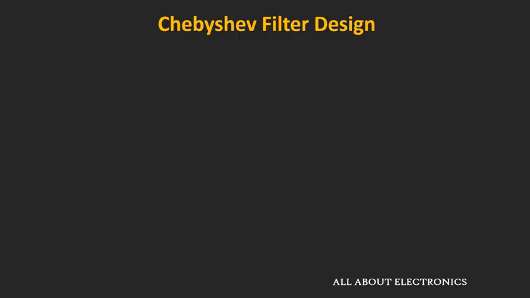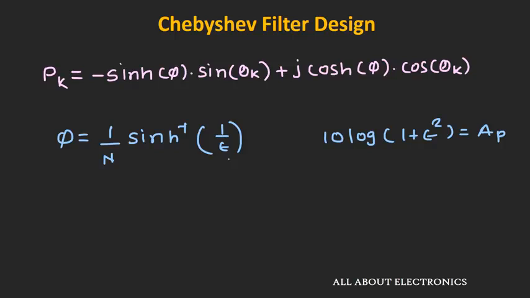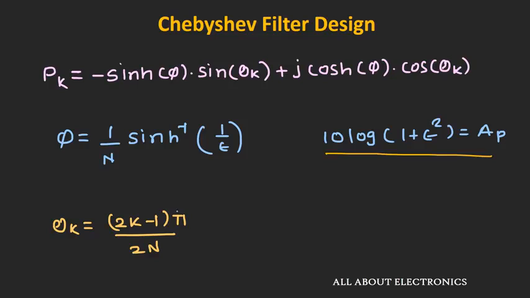The next step is to get the transfer function of that particular filter. And to get the transfer function, we need to first of all find the different poles of this particular filter. These poles can be found by using this expression, where phi is nothing but 1 by n sine hyperbolic inverse 1 over epsilon, where n represents the order of the filter, and the value of epsilon can be found by using this expression, while theta can be represented by this expression, where the value of k is from 1 to n.